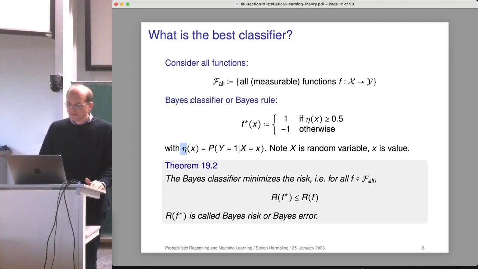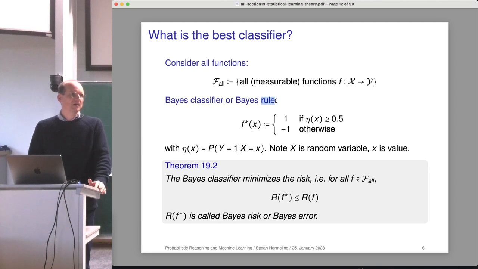By the way, something that might be confusing: we always call these functions classifiers. In the statistics literature, these functions are also sometimes called rules. Why? I don't know why, I can only make something up. So this rule tells us whether to return a 1 or a minus 1. So it's a rule to decide the class. But we will use both words in this lecture.